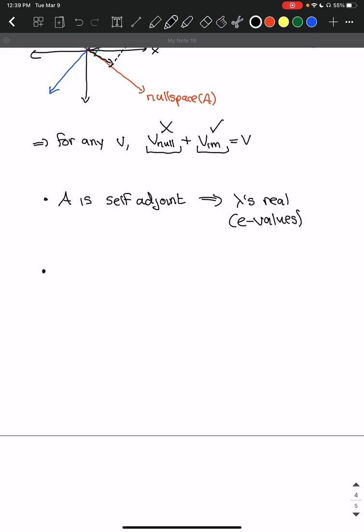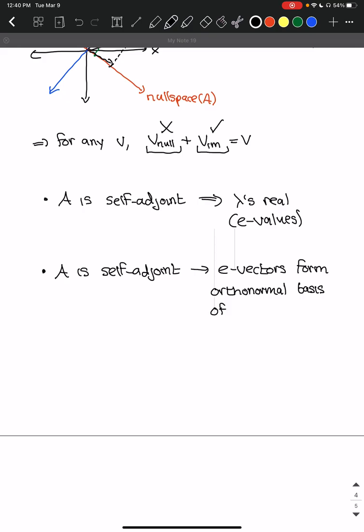And then the next one: A is self-adjoint means that I have my eigenvectors form an orthonormal basis of the vector space I'm working in. Okay, this is the big one here.